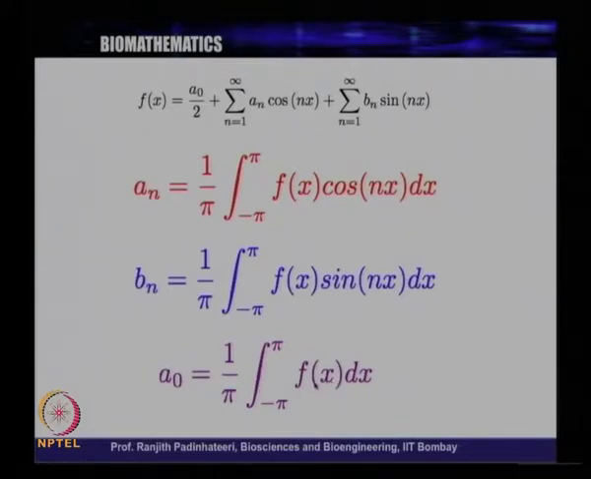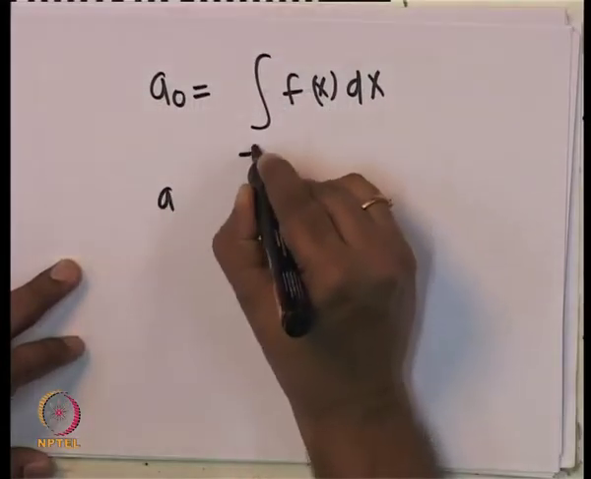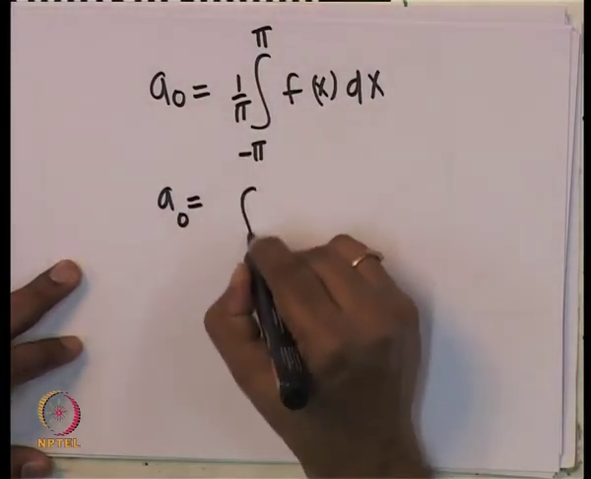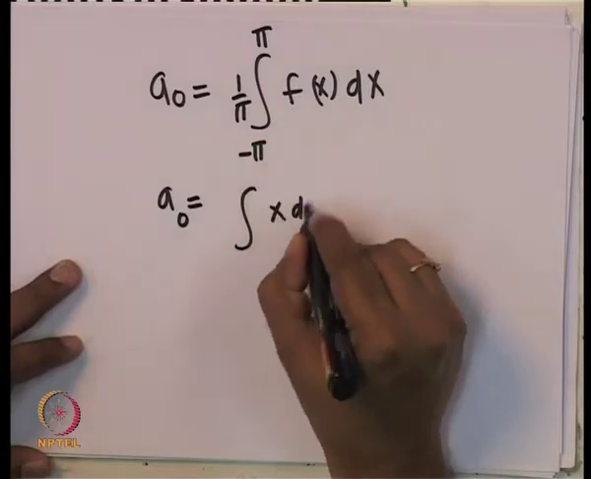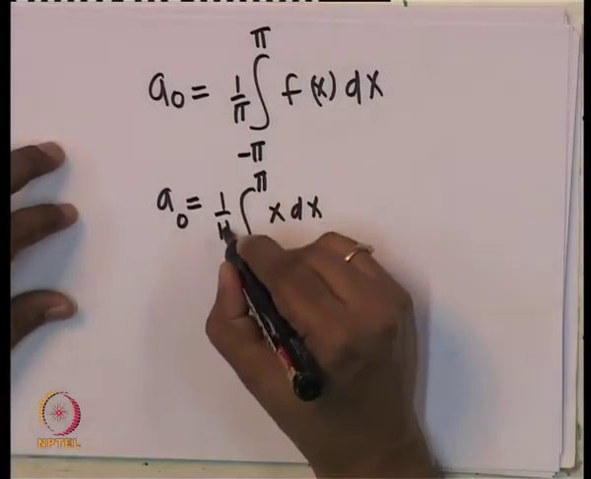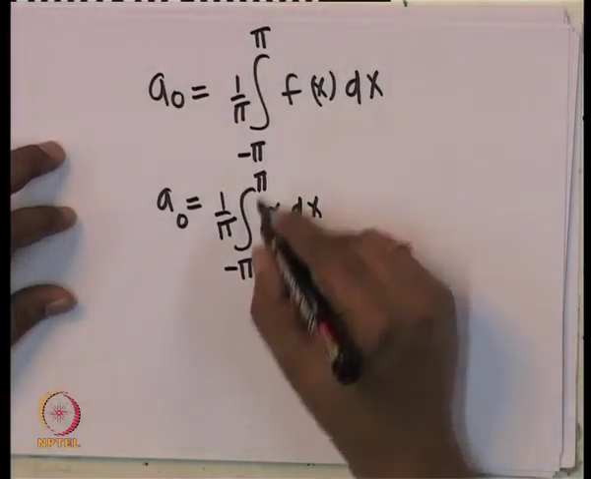Now, what was our f of x here? In our case, f of x was x between minus pi and plus pi. So, a 0, by definition, is 1 over pi times the integral of f of x, which is x, x dx between minus pi and plus pi. Now, what is this integral of x dx between minus pi and plus pi?